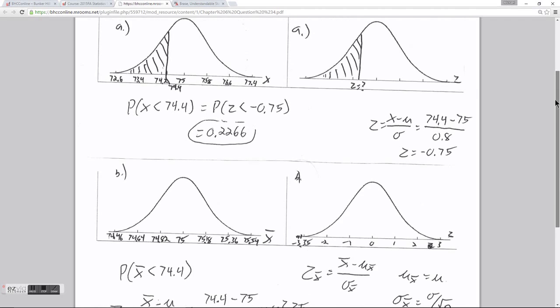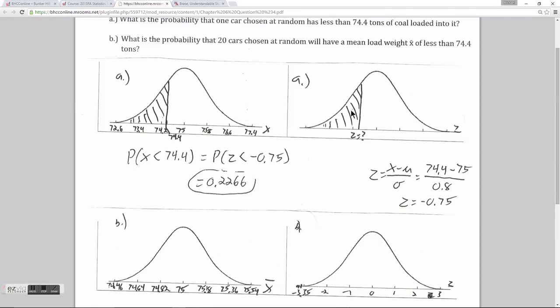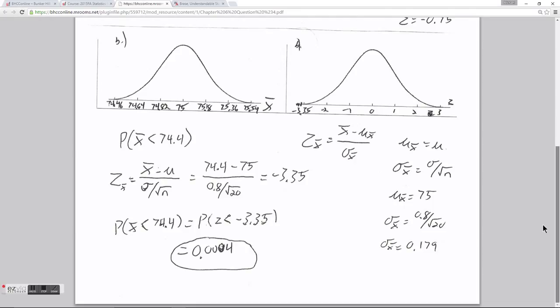What this is saying is that while the likelihood of one car weighing less than 74.4 tons is about 22%, the probability that I could get 20 cars to average out to less than 74.4 tons is almost zero.